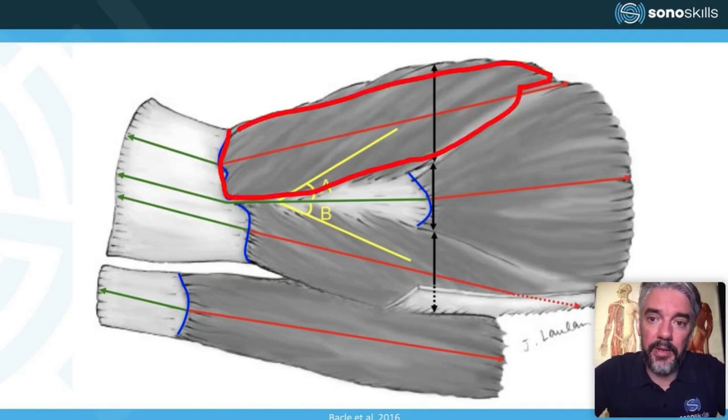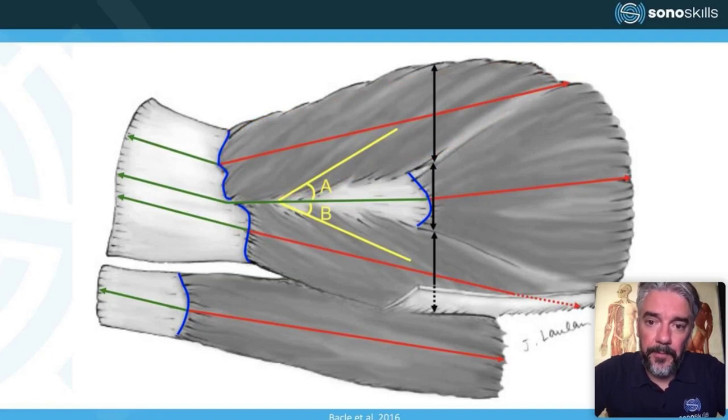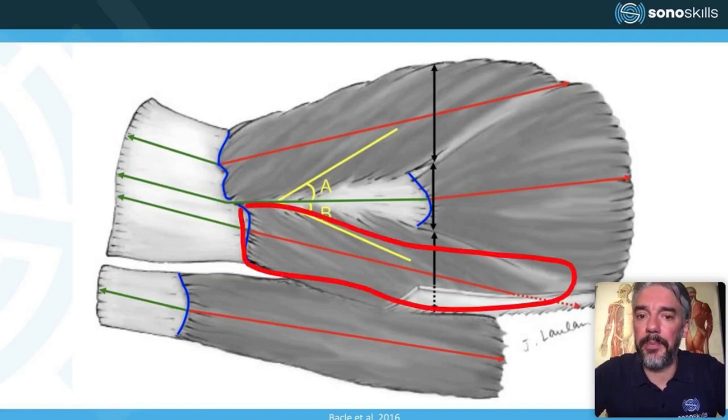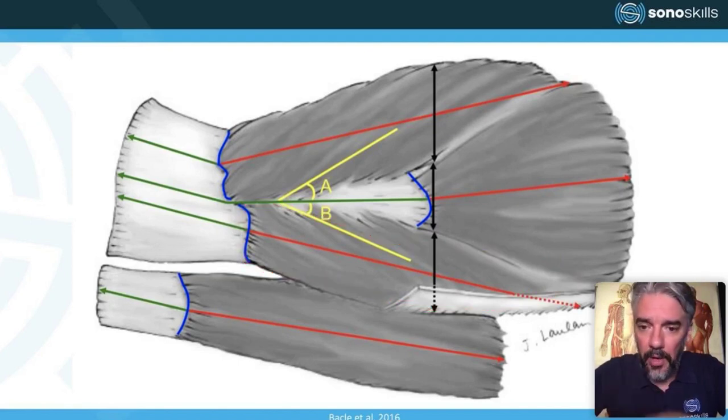This is one part. This is a second part, and this is a third part. And these parts also have different biomechanical functions. They have a different anatomical appearance, or sono-anatomical appearance. So this is important also to know when scanning.